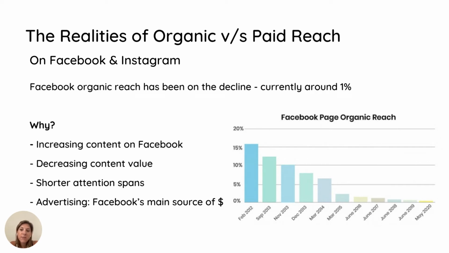Facebook organic reach has been declining significantly since 2012, from 15% to about 1% right now. This is if you're really good at content. Today, 1% of your followers will see your content. This is because of a few reasons. One is the increasing number of people and pages on Facebook and the decreasing content value. So Facebook has to prioritize what content to show its users, and it can't show them everything. But also not to forget that advertising is Facebook's main source of income. So they want to push more people to advertise.